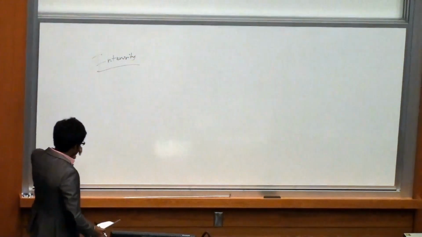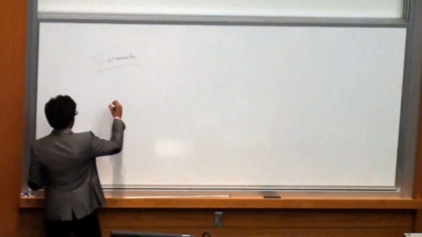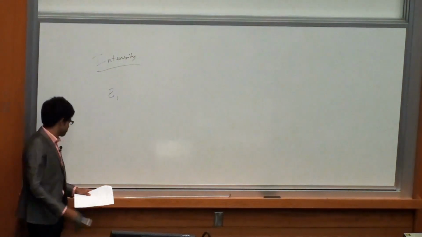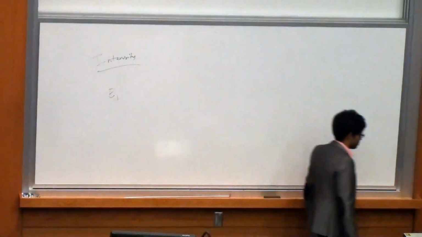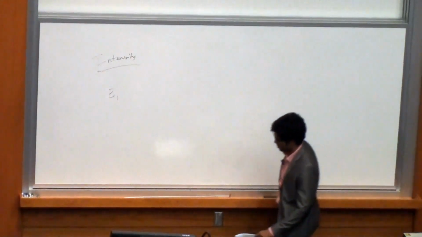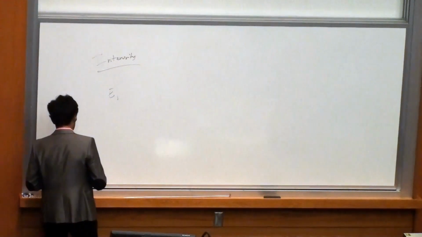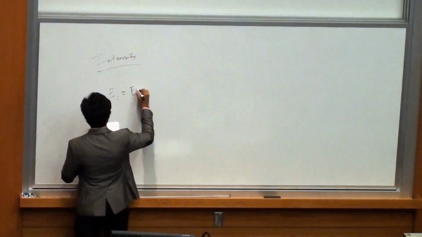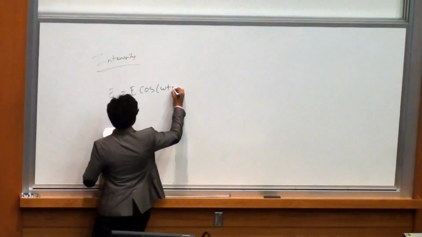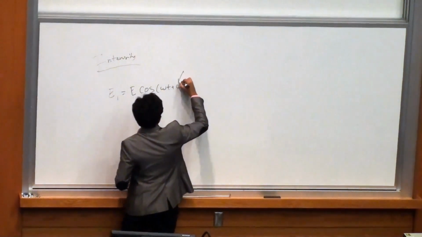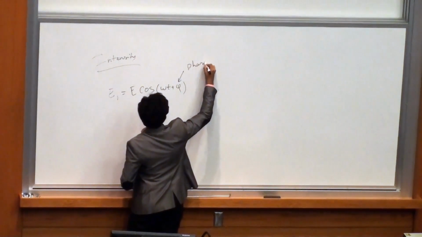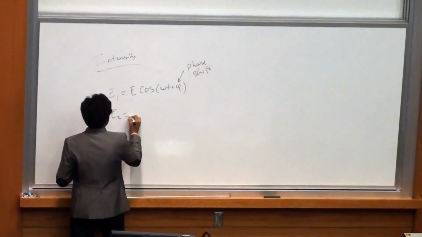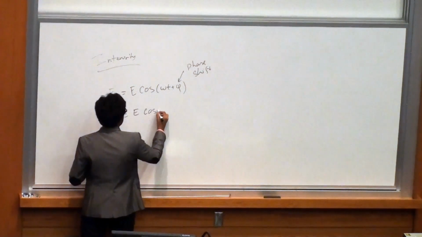Right, so let's take two electric waves. We have, let's say, E1. E1 is equal to E cosine of omega t plus phi, and this phi is my phase shift of something. And then my second electromagnetic wave is simply E cosine of omega t.